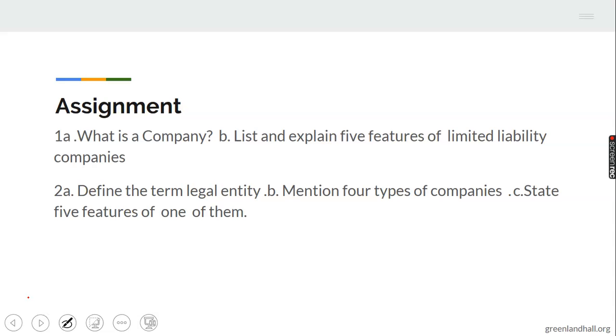Assignment. 1A. What is a company? B. List and explain 5 features of a limited liability company. Then 2A. Define the term legal entity. B. Mention 4 types of companies. And C. State 5 features of one of them.